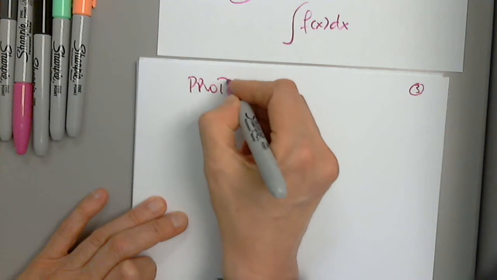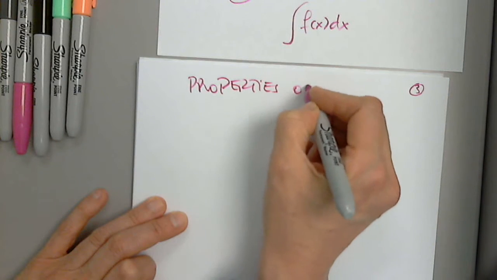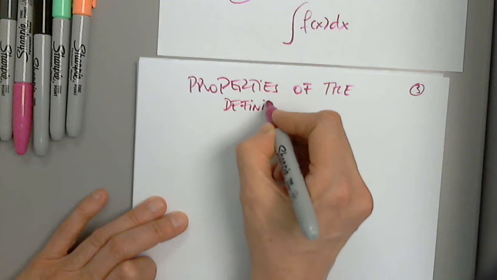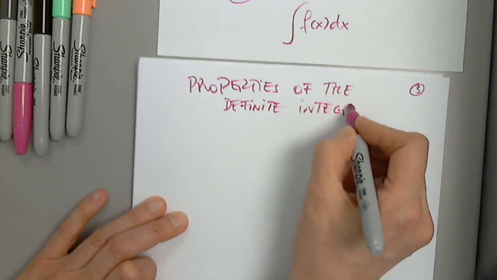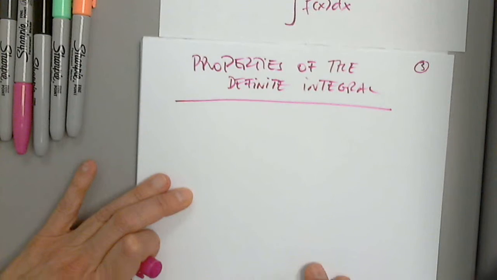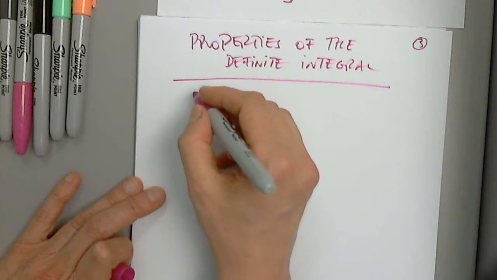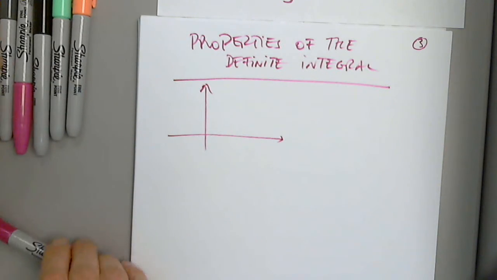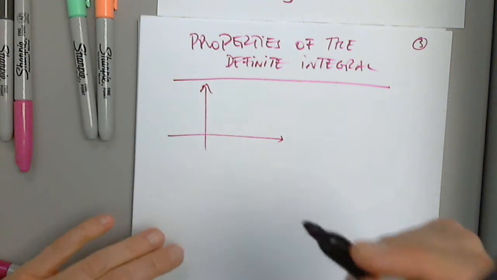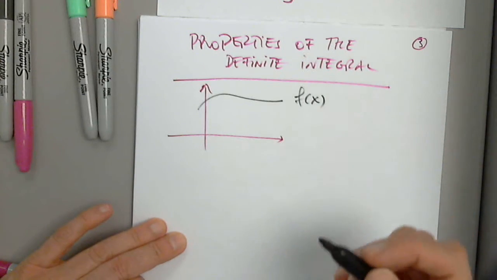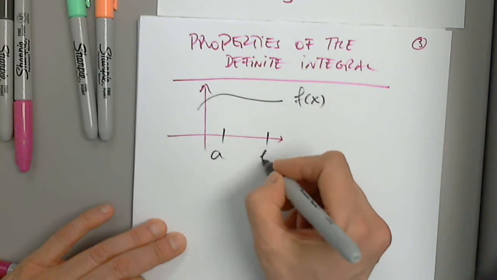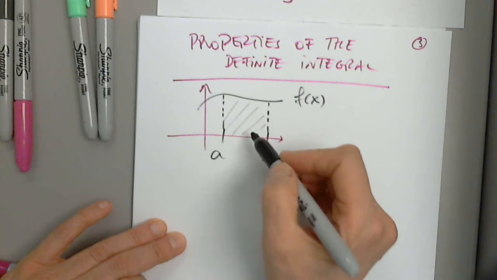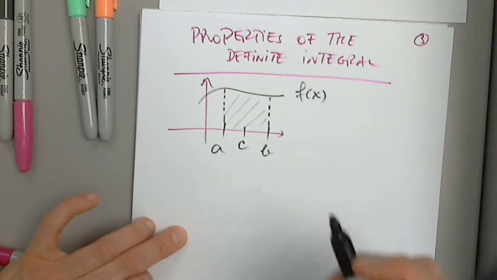So properties of the definite integral. There are several properties. So here's one. Here's our function. This is f of x. This is a. This is b. Let's say we have a c in the middle.